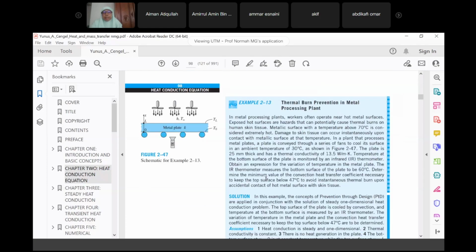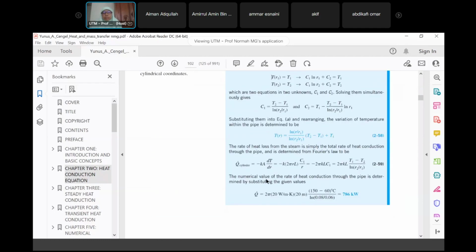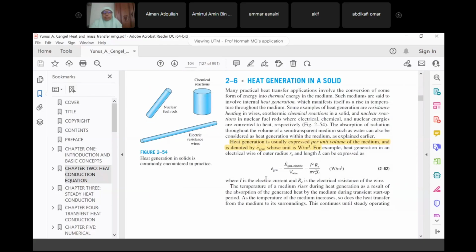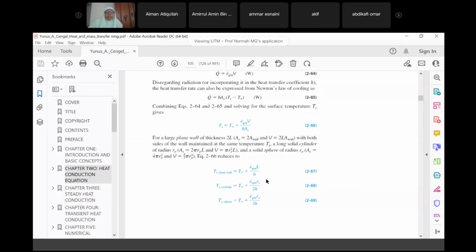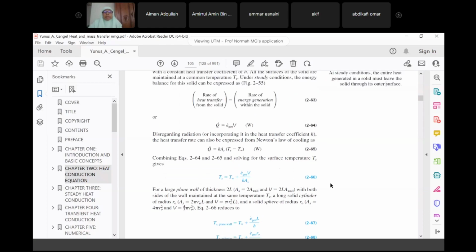There are many examples in there. Confirm again. So what do we need to open? We need 127. For surface temperature is given also.